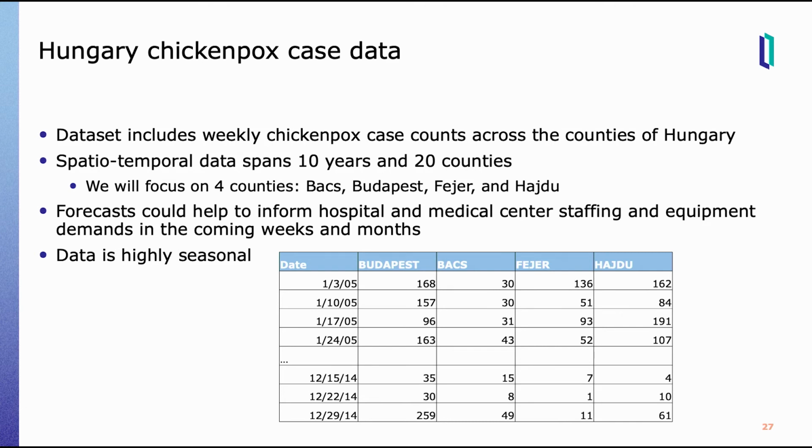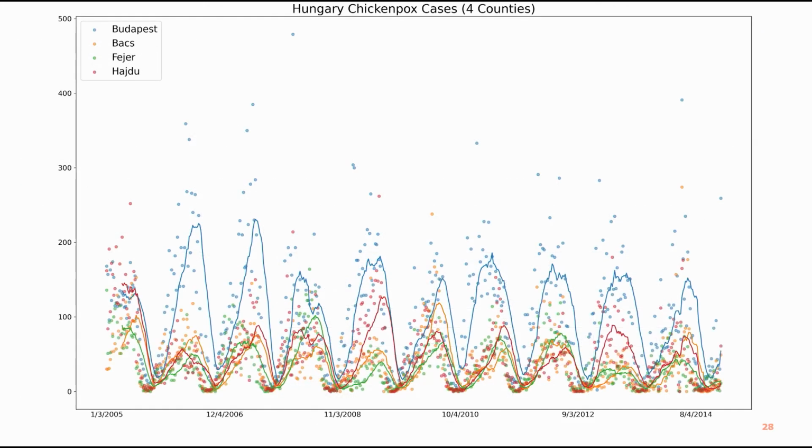We see peaks every winter with the case counts spiking up in the winter, which is sort of expected and similar to how we expect cases to peak for things like the common cold and flu in the winter as well. So here we have a visualization of the data. You can clearly see a yearly seasonality in all 4 counties. I'd like to point out that Budapest, the blue scatter plot and moving average line, has much higher peaks than the other counties, likely due to population density.